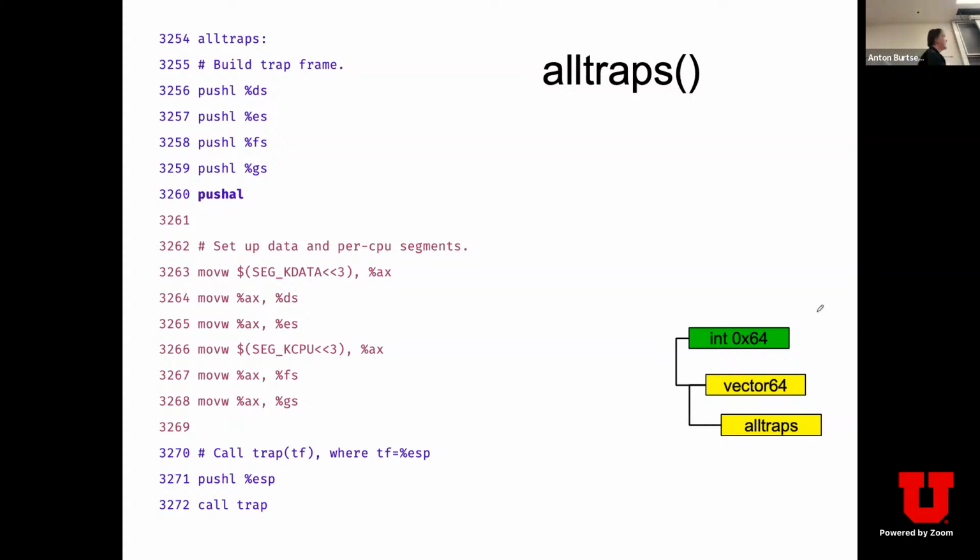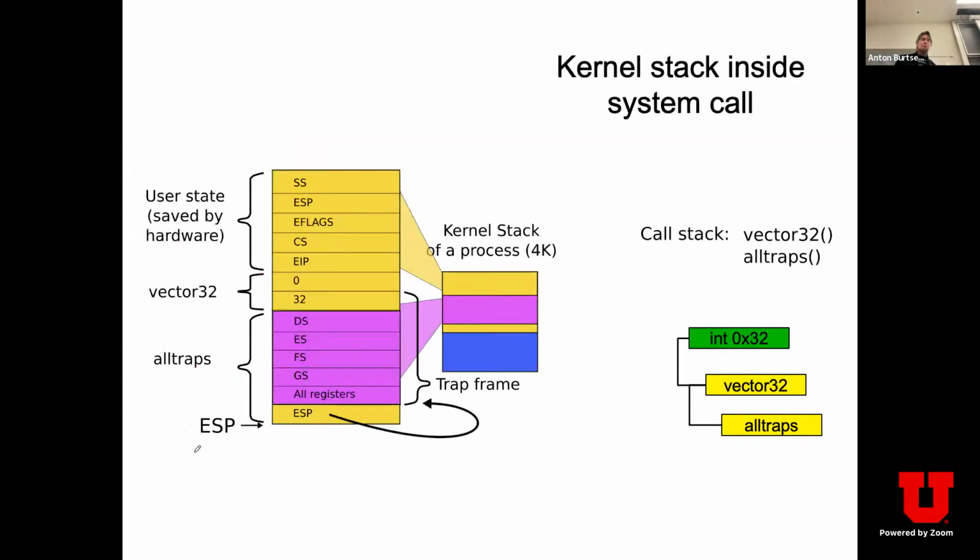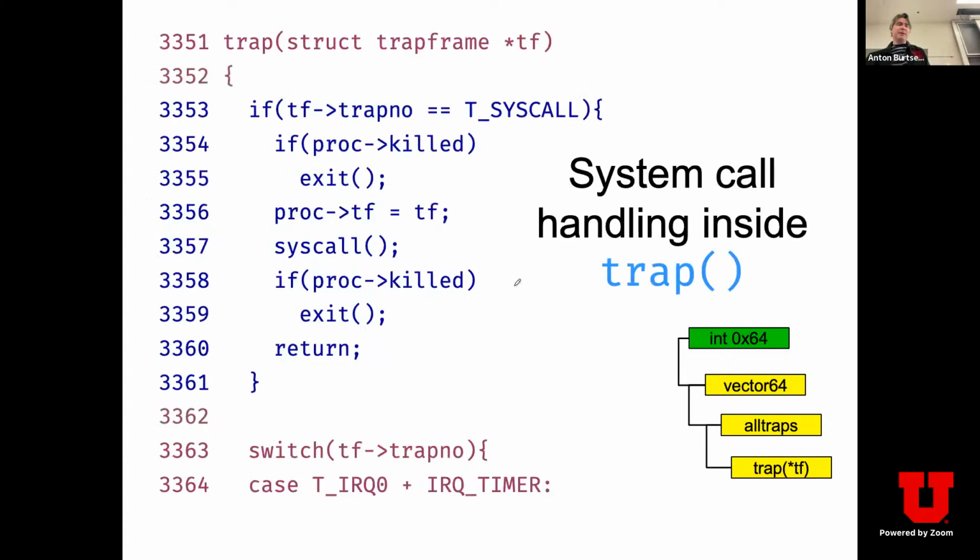But everything else is the same, alltraps, save all the registers, make sure that we have valid segment registers here, push the argument to the trap frame on the stack, and call the trap function. And now you will be in C, right? So we've already seen this C function. The stack will now look like this, and this part of the stack is called the trap frame, right?